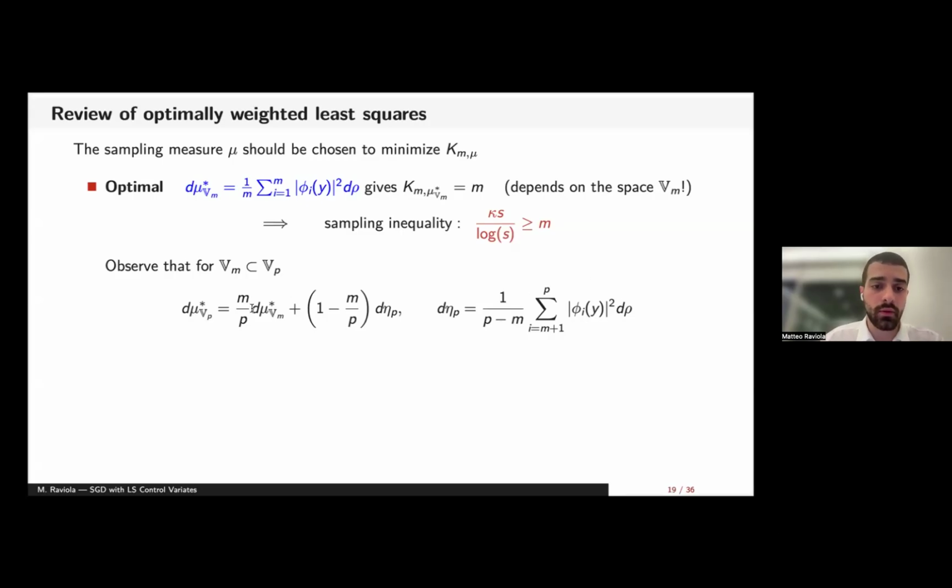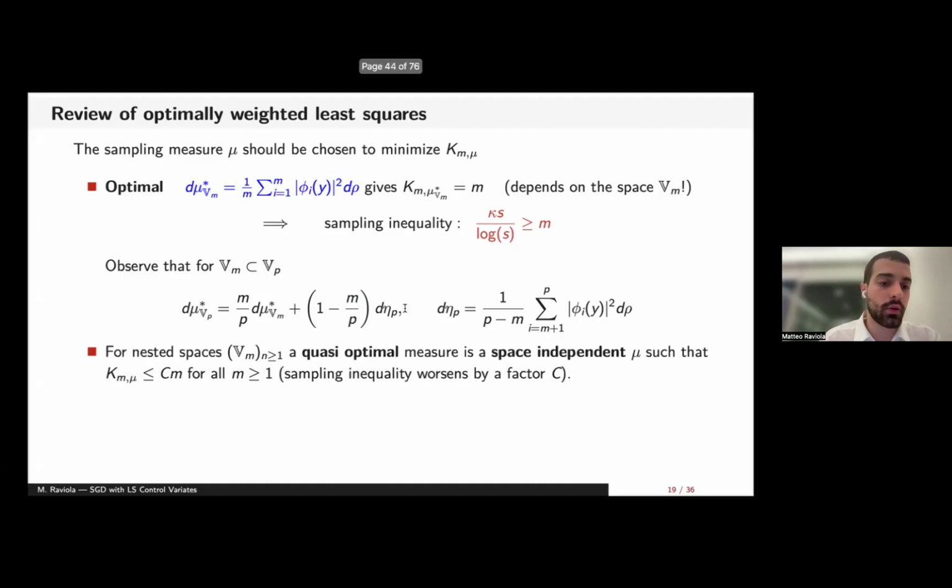And so essentially, if m and p are similar, we are in the setting that I showed you earlier, where the new measure was a mixture of the old measure and a perturbation with that parameter alpha k, which was close to one. And here, close to one means that the two dimensions are essentially close, we're just adding a few basis functions to get to Vp from Vm.